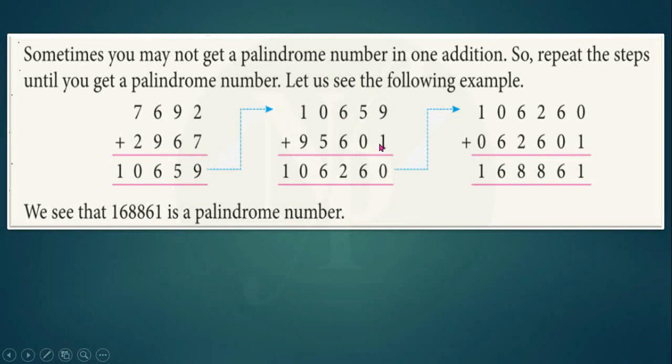From right to left, you can write 10659. Add these two numbers. You will get a sum. Again, observe these digits. This is not a palindrome number.